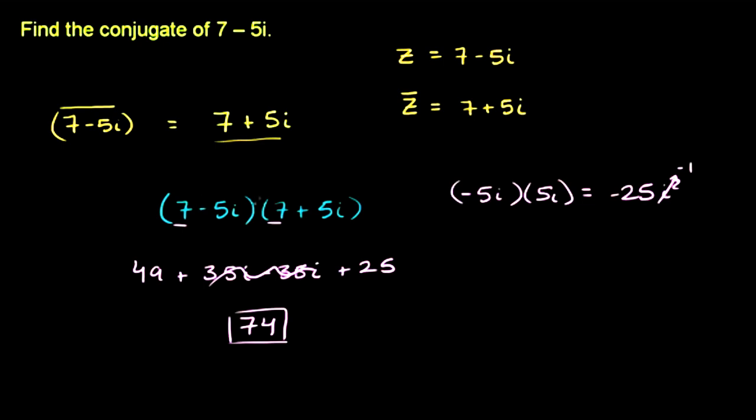Another way to do it, you don't even have to do all this distributive property. You might just recognize that this is something plus something times the same something minus something. We know this pattern from our early algebra, that a plus b times a minus b is equal to a squared minus b squared, a difference of squares. In this case, a is 7, a squared is 49, and b is 5i. b squared is 5i squared, which is 25i squared, which is negative 25. And we're subtracting that, so it's going to be positive 25. You add them together, you get 74.